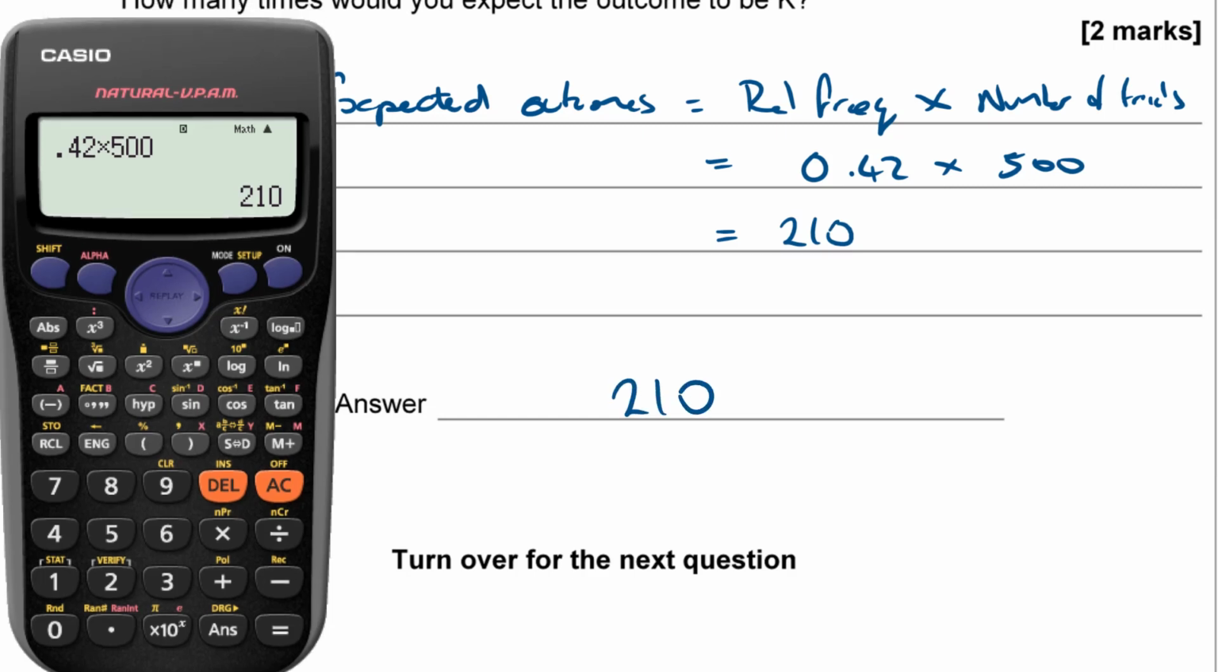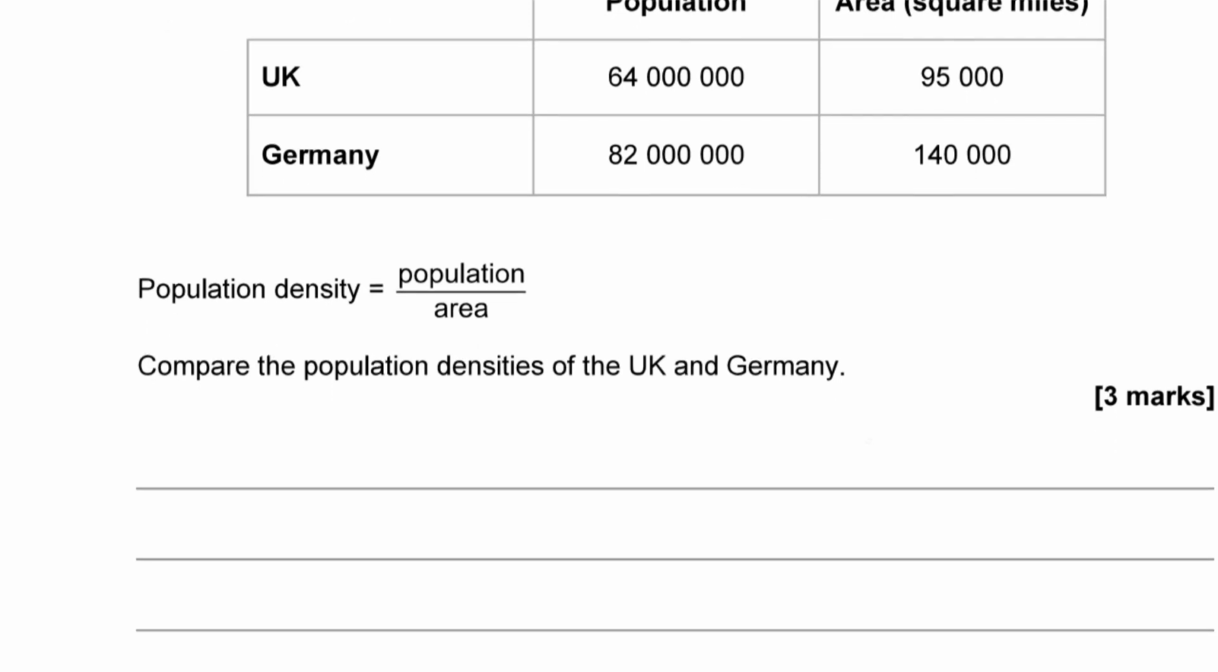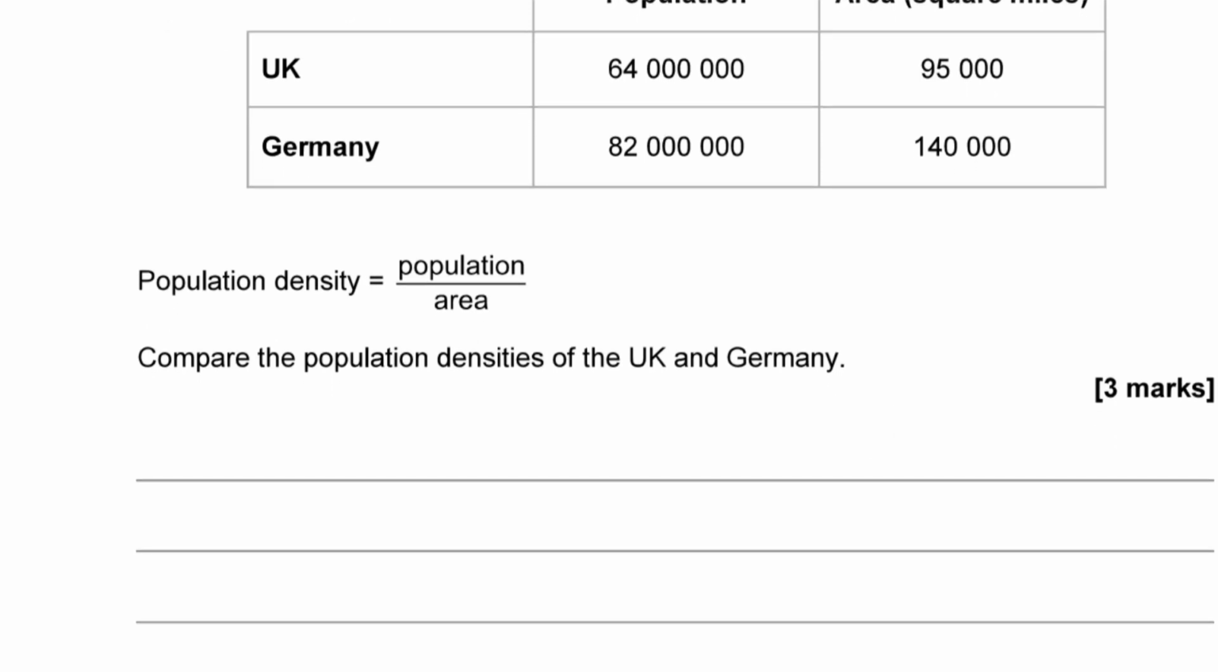So 210. The table shows information about the UK and Germany. I've been given the population and area of both countries. Germany's got more people, but it's also got a bigger area. Population density is given as population divided by area. We're asked to compare the population densities of the UK and Germany. Okay, so let's work out what their population densities are first.